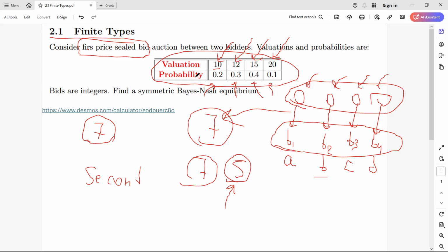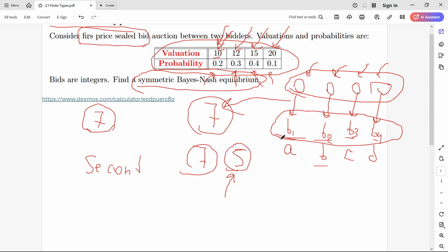However, they don't know the other bidder's valuation. And because of that, they don't know what the other bidder is bidding. However, now they're telling us that we should look for the symmetric Bayes-Nash equilibrium. So let's say the strategy of player 1 is this. Then if we want it to be symmetric, the strategy of player 2 would be the same. So it would be B1, B2, B3, B4, right?